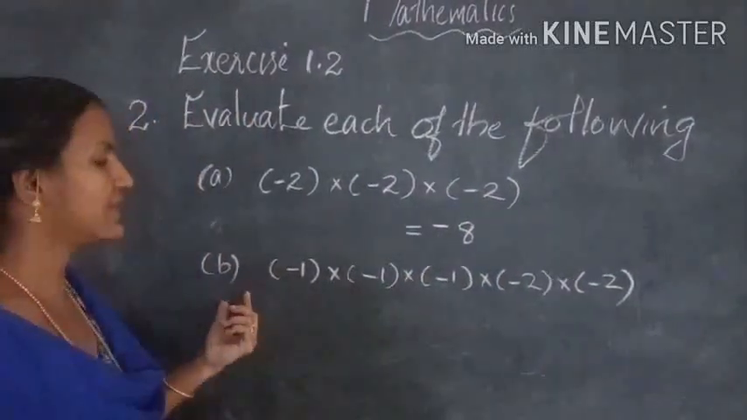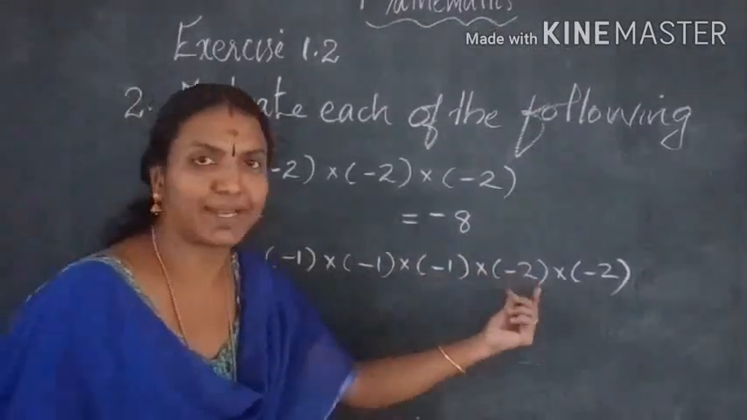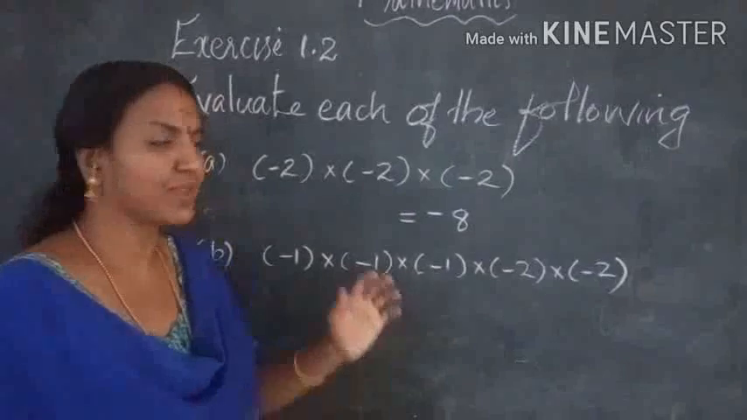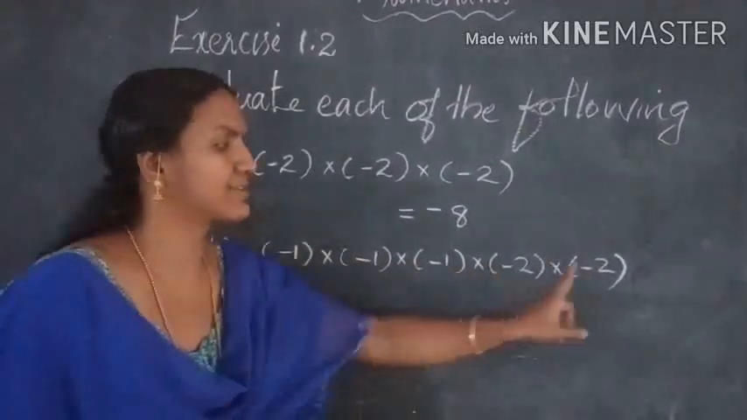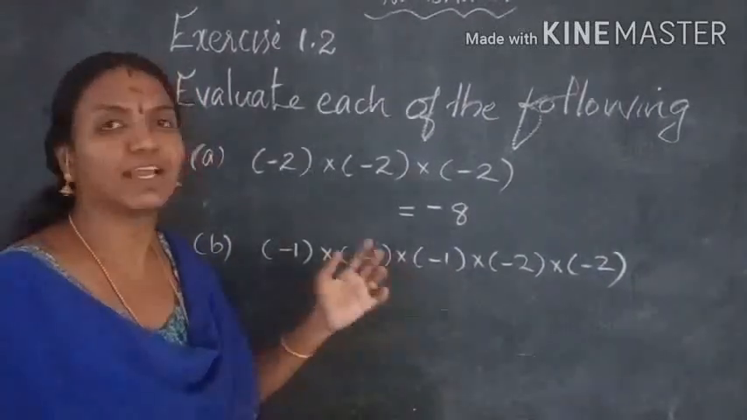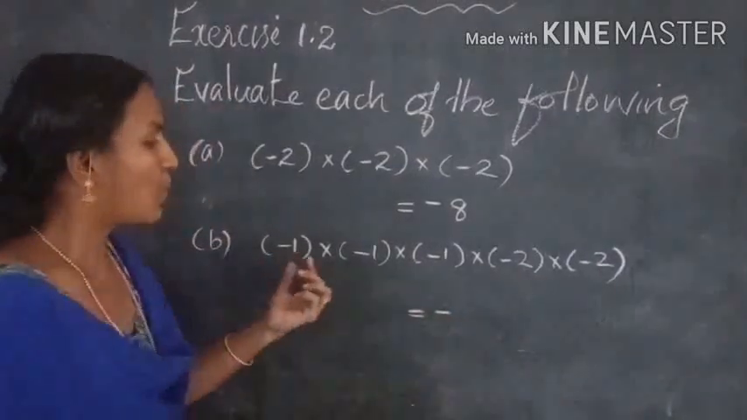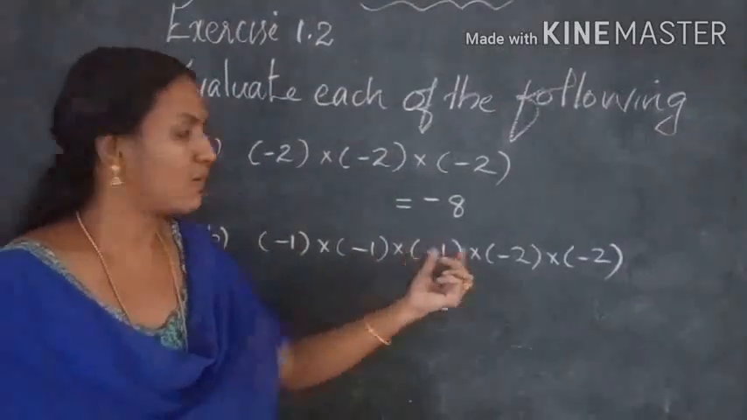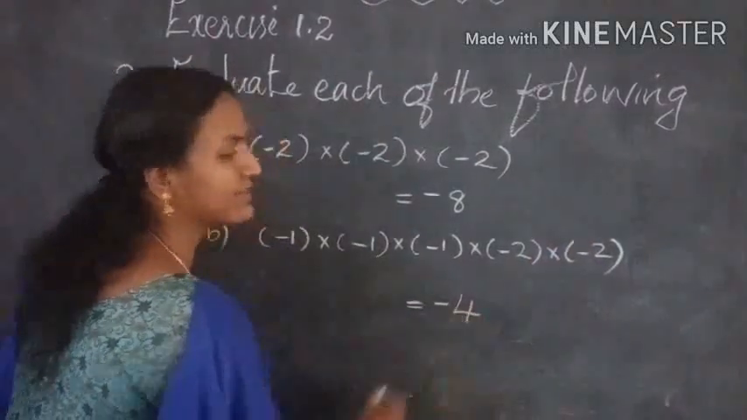The next question, minus 1 into minus 1 into minus 1 into minus 2 into minus 2. Here there are 5 negative signs. 5 is odd, the answer will be negative. Is equal to minus, 1 into 1 into 1, 1. 1 2s are 2, 2 2s are 4. So the answer is minus 4.